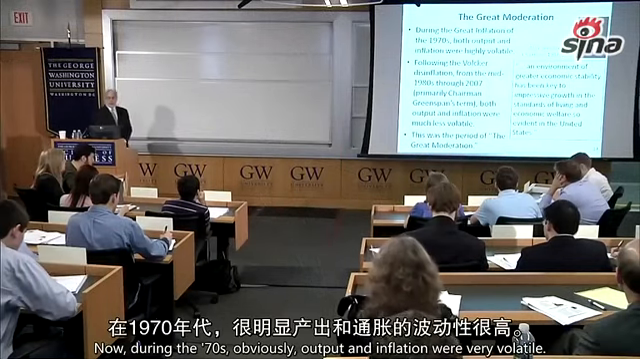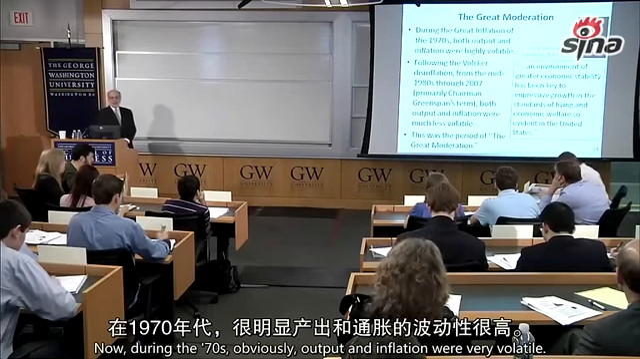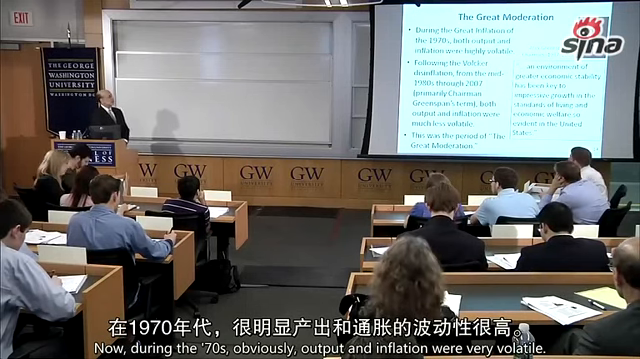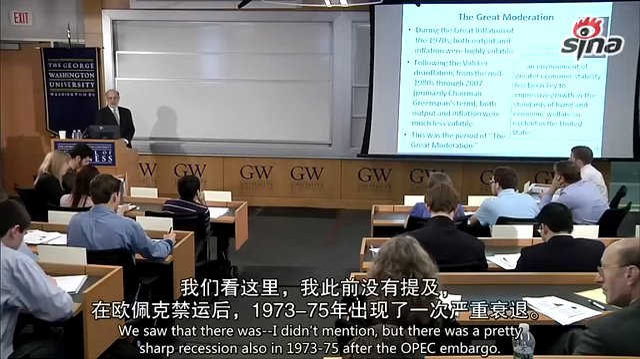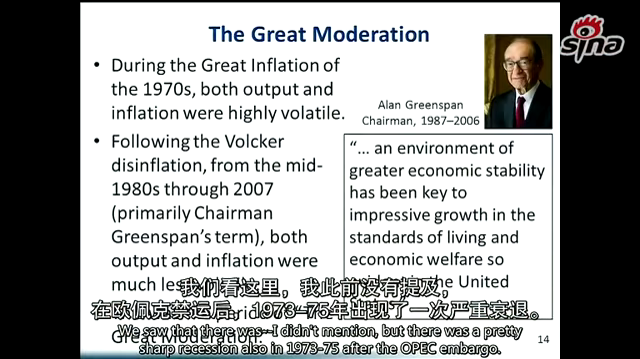Now, during the 70s, obviously, output and inflation were very volatile. We saw how much inflation moved around. I didn't mention it, but there was a pretty sharp recession also in 1973 to '75 after the OPEC embargo. And then, of course, there was more volatility in the early 80s as Volcker brought down inflation and as the economy went into recession.